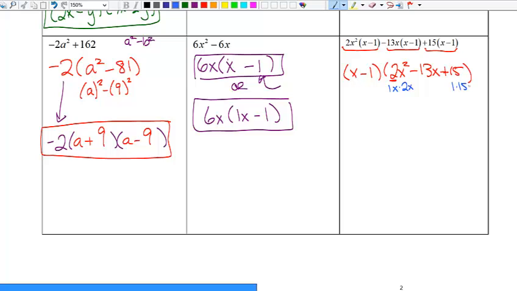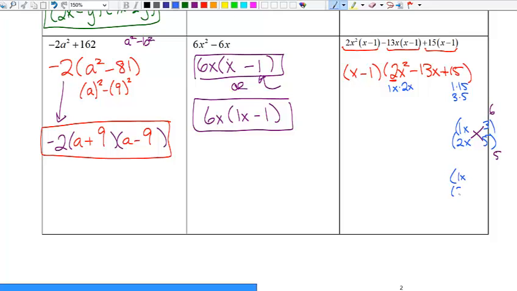15 I can either factor into 1 times 15 or 3 times 5. I'm going to try 1x and 2x, because that's the only choice I have. And then I'll try 3 and 5. I'm not sure if this is going to work, but we're going to try it. When I multiply, I'm getting 6 and 5. That's not going to get me 13, is it?